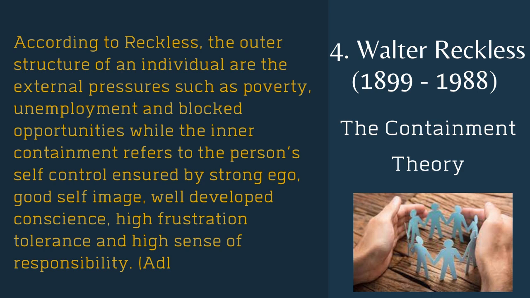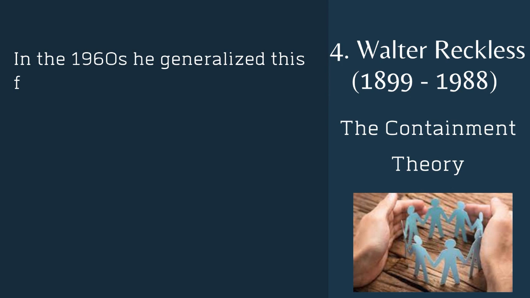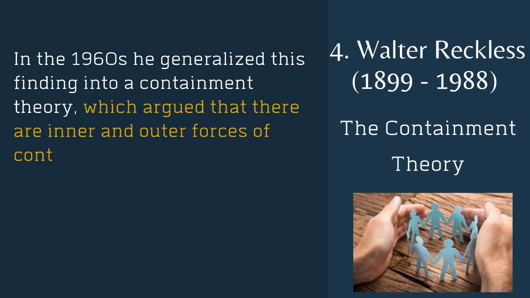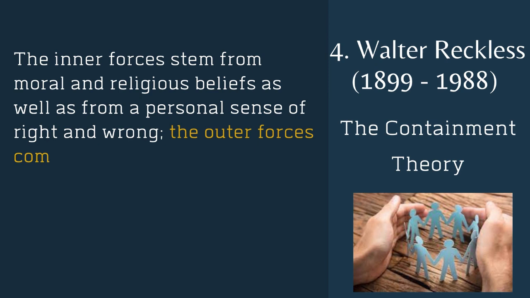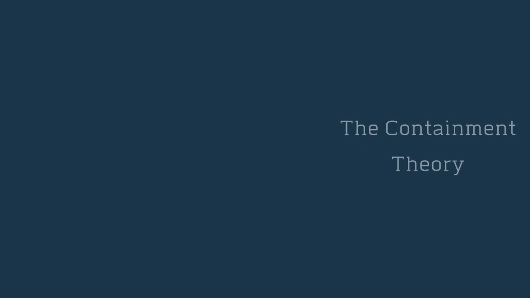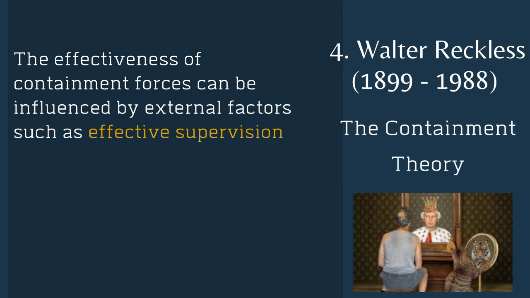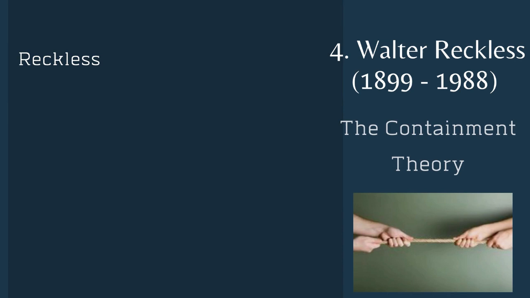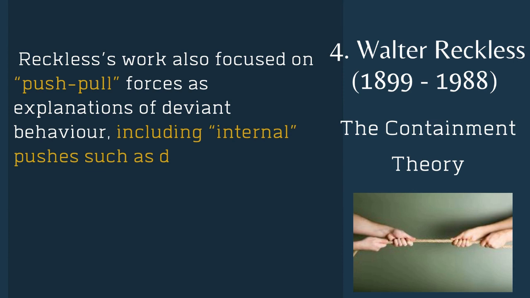Adler, 1995. In the 1960s, he generalized this finding into a containment theory, which argued that there are inner and outer forces of containment that restrain a person from committing a crime. The inner forces stem from moral and religious beliefs as well as from a personal sense of right and wrong. The outer forces come from family members, teachers, or others who influence the individual to some degree. The effectiveness of containment forces can be influenced by external factors such as effective supervision and internal factors such as a good self-concept. Reckless's work also focused on push-pull forces as explanations of deviant behavior, including internal pushes such as discontent and rebellion and external pulls such as delinquent acquaintances.